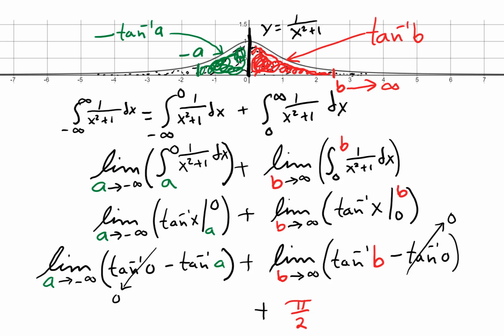Now we are ready to consider the limit as a approaches negative infinity. As explained in the inverse trig video, the limit as a approaches negative infinity of the inverse tangent of a is negative pi over 2. Combining the two sides, we get a total area of pi.